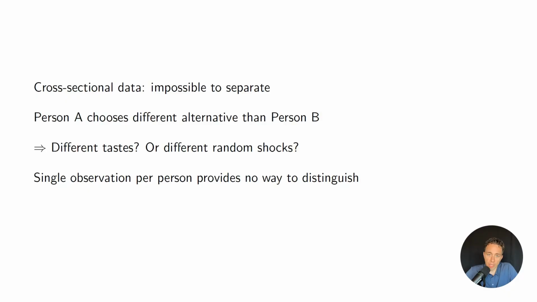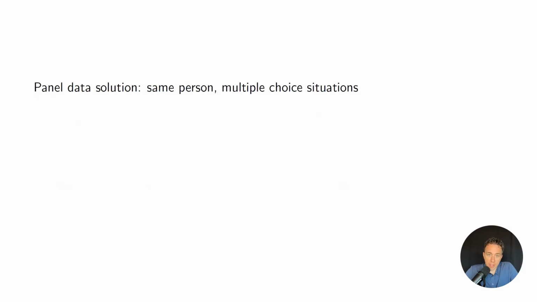If we only have one observation per person, there's no way to distinguish this. However, if we have panel data, then we can see multiple choice situations for the same person, and then we can start to get a sense of what the preferences are that are permanent for this person compared to these idiosyncrasies that are also contributing.